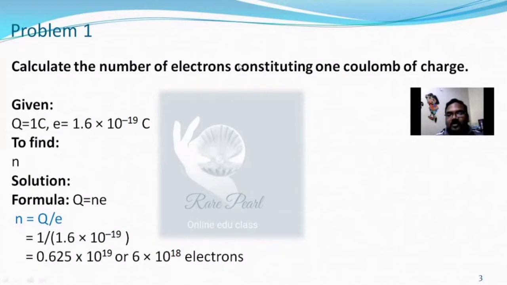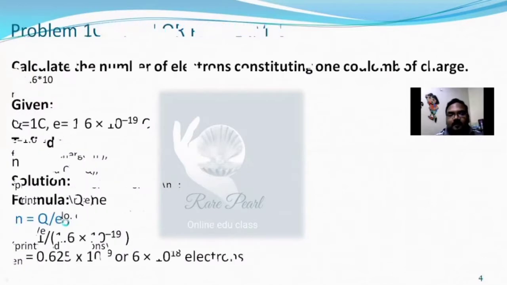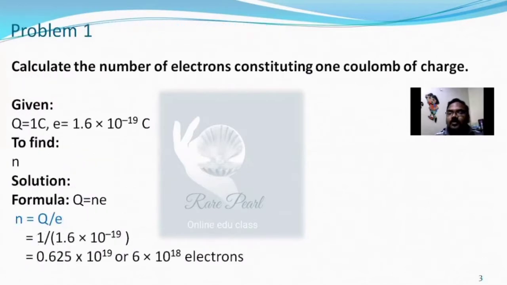How to find the number of electrons? N is equal to Q by E. So here we know Q is equal to 1 coulomb and E is equal to 1.6 into 10 to the power minus 19 coulomb. On dividing, we get the number of electrons, which is 6 into 10 to the power 18 electrons. This we have already discussed in the numericals on Basic Electrical Engineering Series 1. Now let us see the MATLAB coding for this problem.